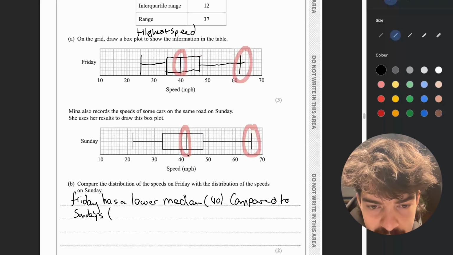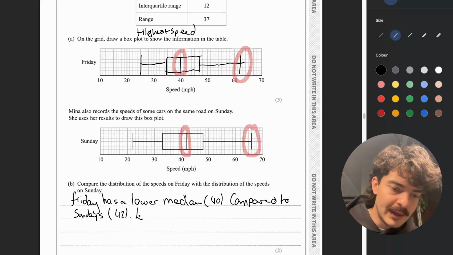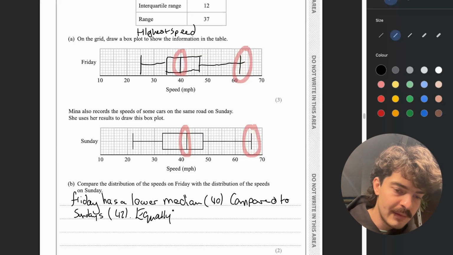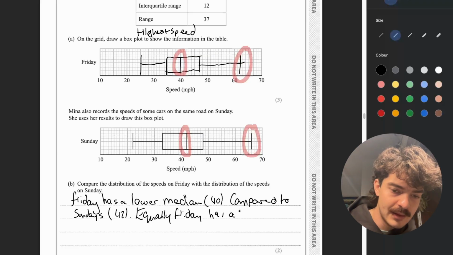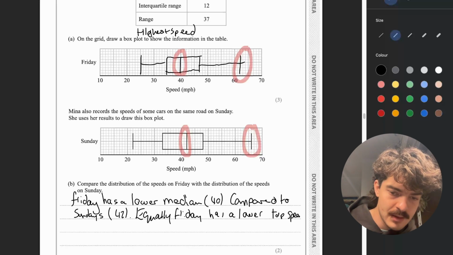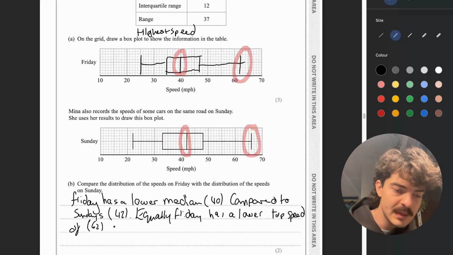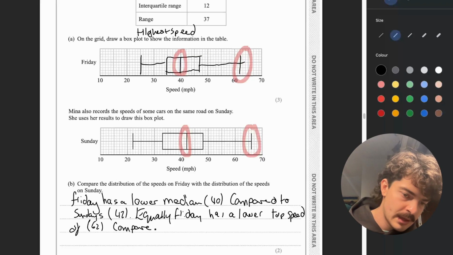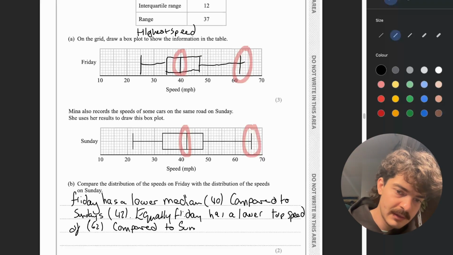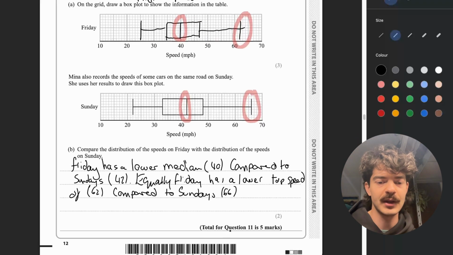What's this? 42. Equally, Friday has a lower top speed of 62 compared to Sunday's 66. You could then go on to say that overall it appears that Sunday's faster than Friday.